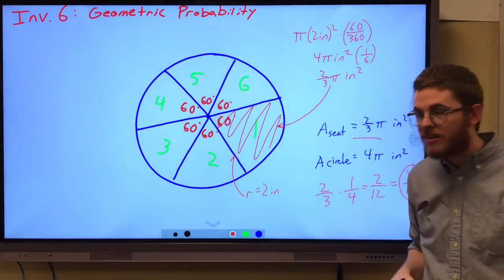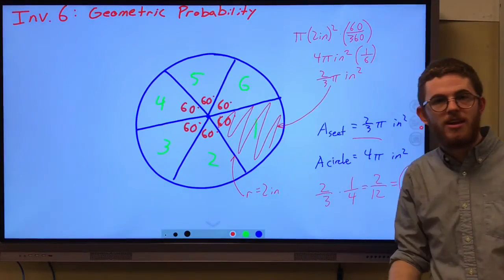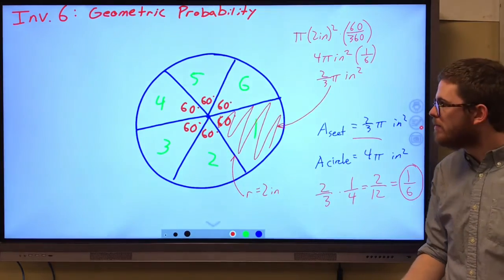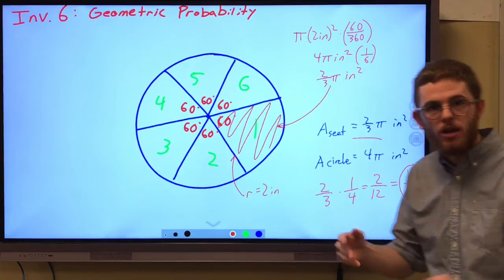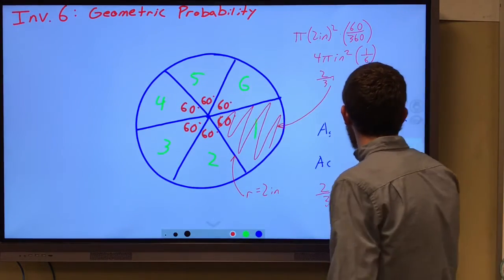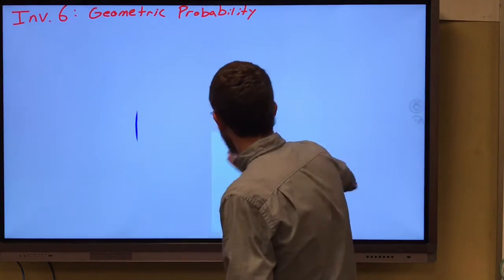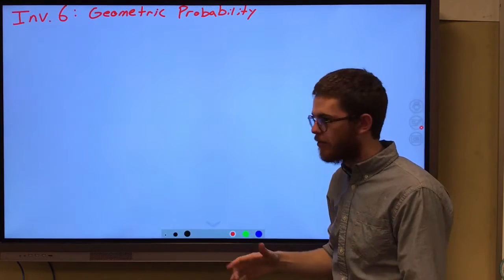And so in this case, we could see, because they're all equal, yes, it's 1/6. But this applies to any situation. So let's change it up. Let's make these sectors a lot worse. And by worse, I mean different.